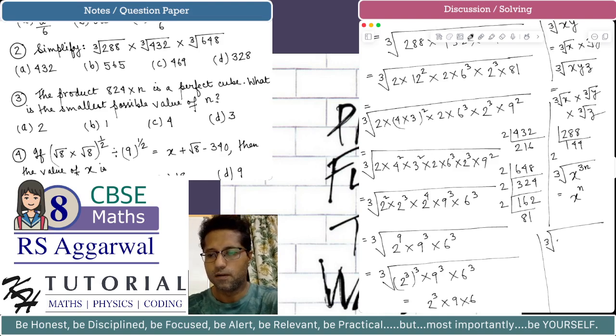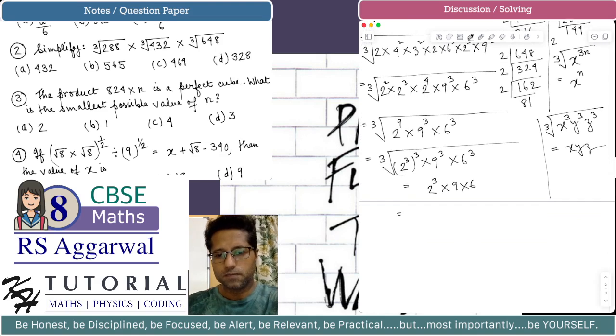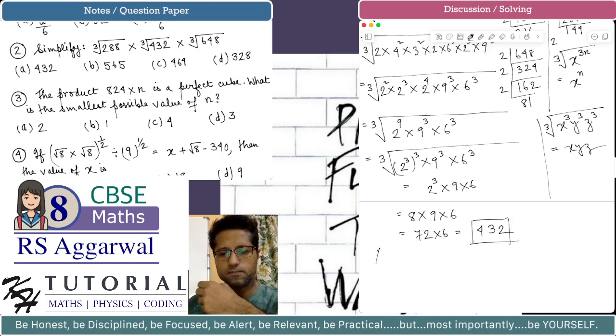as we know that cube root of x cube, y cube and z cube is equal to x, y and z. Now this is equal to 8 multiplied by 9 multiplied by 6, and this is equal to 72 multiplied by 6. This is equal to 432. So the answer is choice A.